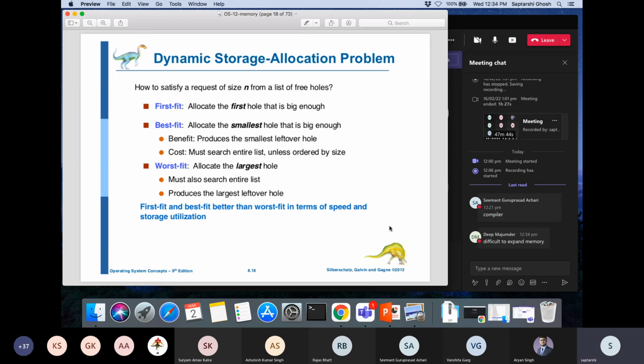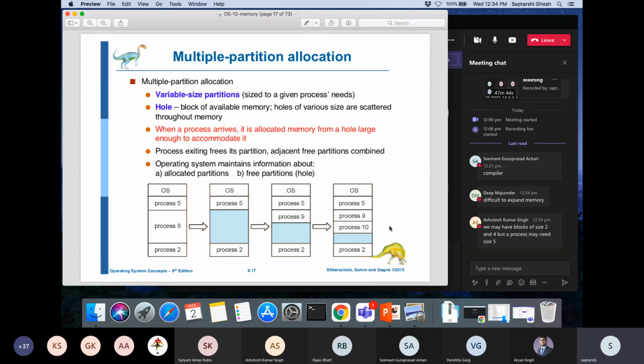Okay, Deep has a good answer: it's difficult to expand memory. Let's go back to that picture. There are two problems pointed out. Deep and Ashutosh, both answers are good. First, let's understand what Ashutosh said.